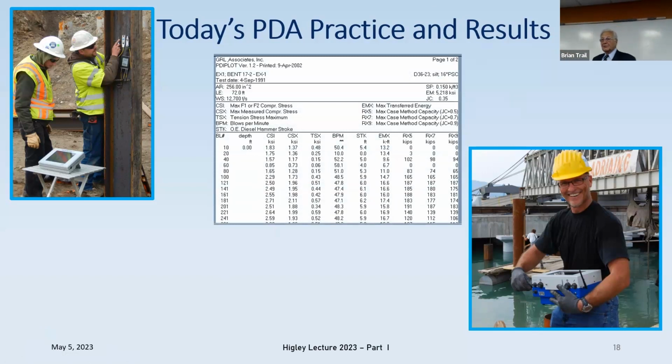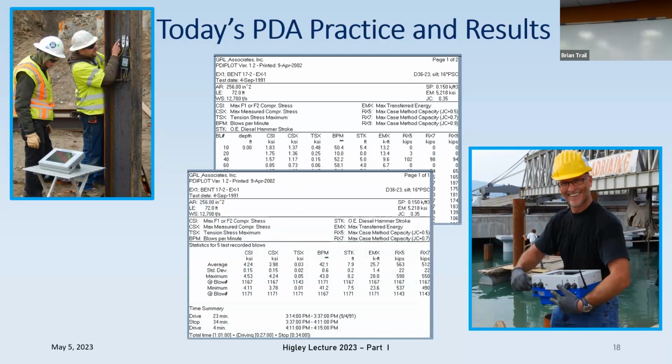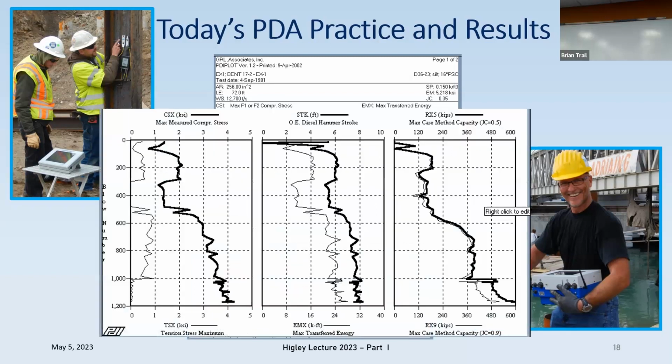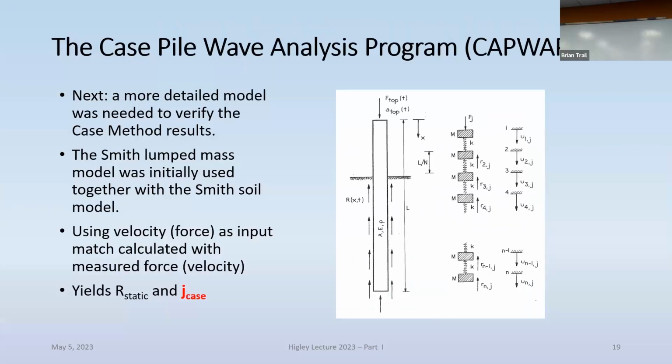Anyhow, so here is what we are getting out as a result these days. For every hammer blow, you can get the forces, you can get the stresses, you can get the velocities, and of course the resistance for various damping factors if you want to select later on. And then you get a statistical summary, and finally you can make pretty plots. It's all of these things either versus depth or versus blow count.